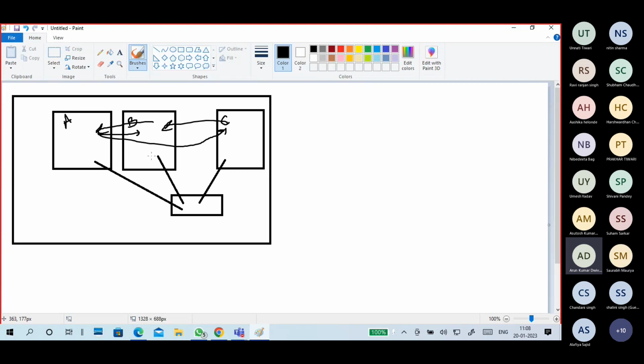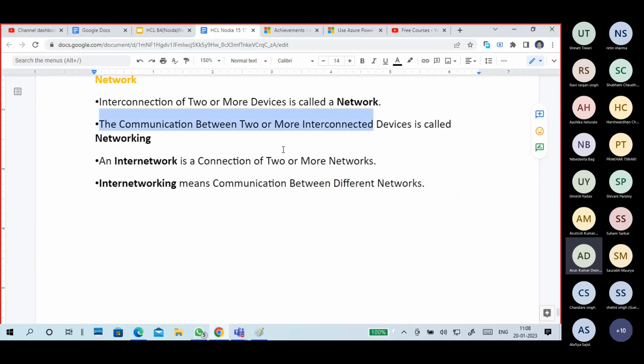I showed just generally wired or wireless connectivity. First, they should be connected, then they are able to communicate. That is called networking: communication between two or more interconnected devices. Interconnected devices.